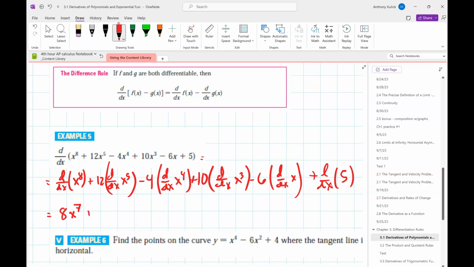48x to the 4. Or 60x to the fourth? The next one? 16x to the 4. Minus 16x to the third. Plus 30x squared. Great. Go ahead, you can shout them out together. Minus 6. That's 5. Nope. 0. Oh, 0. Yeah, 0. Do you really need it then?